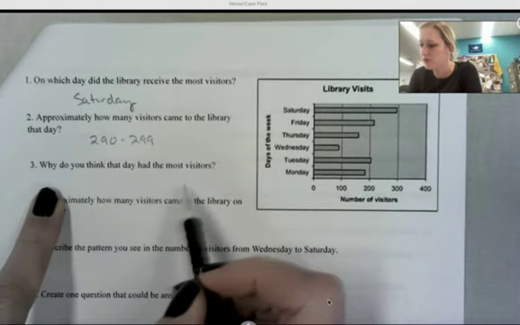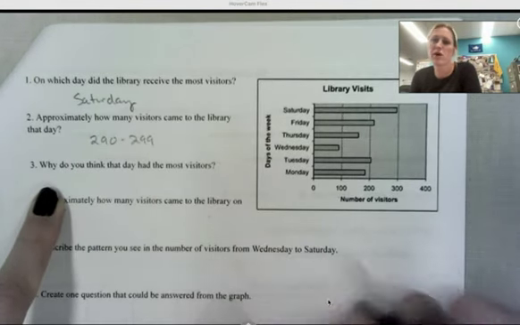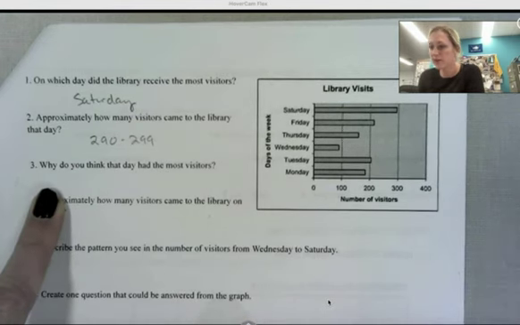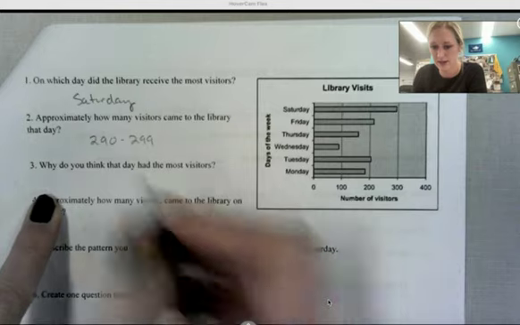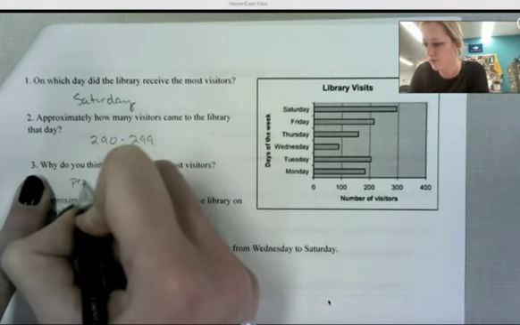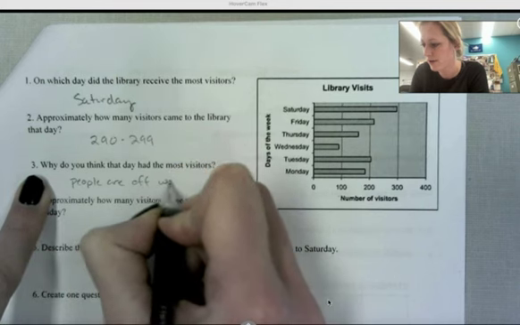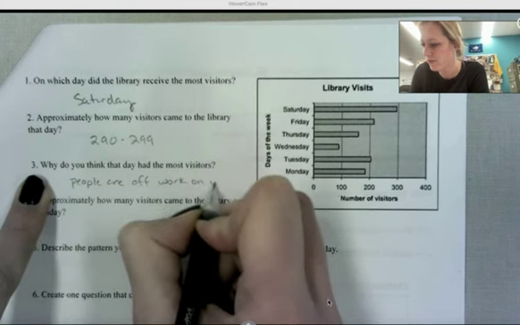Okay, why do you think that they had the most visitors? Well, again, this is just a prediction, but maybe it's because people don't work on the weekends, and so they had a chance to go to the library. So people are off work on weekends.